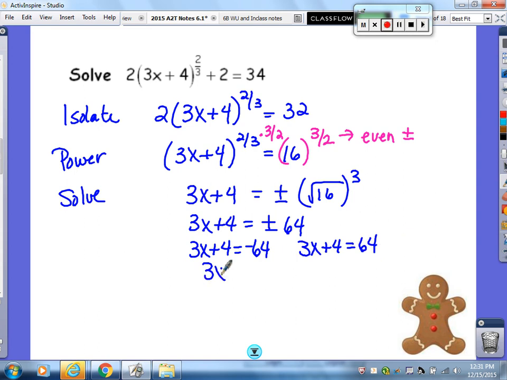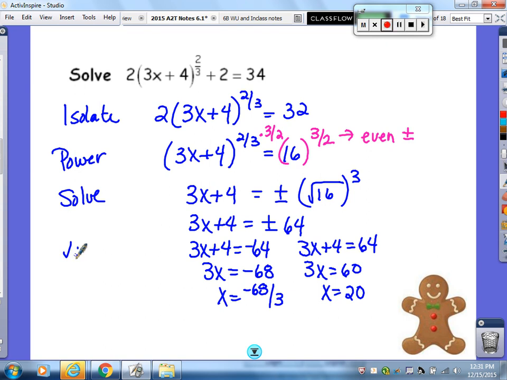All right, do our math. 3x equals negative 68. X is equal to negative 68 thirds. Doesn't divide, so we're going to leave it there like a fraction. And then we end up what? 3x is equal to 60. X is equal to 20. All right, so our 2 solutions. So let's check our answers back in the original.